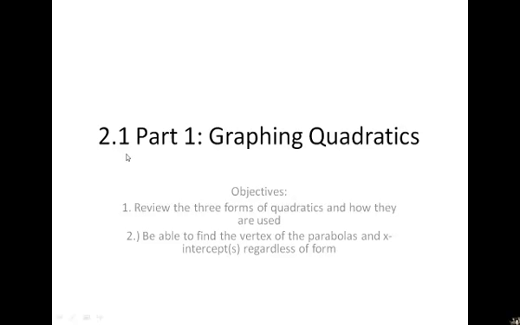For Unit 5, we're going to go back now to Chapter 2, and we're going to split this 2.1 into two parts. Part 1, we're going to be graphing quadratics given equations, and then we're going to look at graphs and have to come up with the equations, so we'll have to work backwards. But for now, our objectives are to review the three forms of quadratic equations and how they are used.